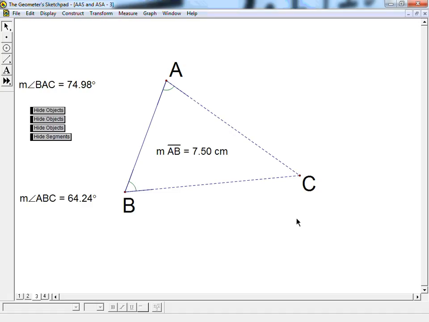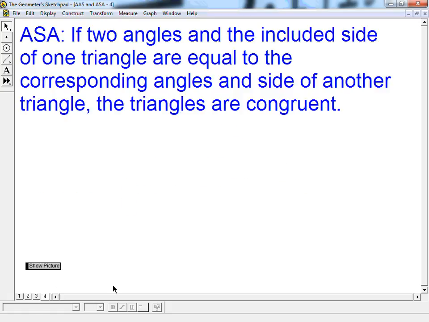We cannot, right? If we move points A or B, the segment will change. If I move point C, the angles change, so we cannot. So let's write this rule. If two angles and the included side of one triangle are equal to the corresponding angles and side of another triangle, then the triangles are congruent.